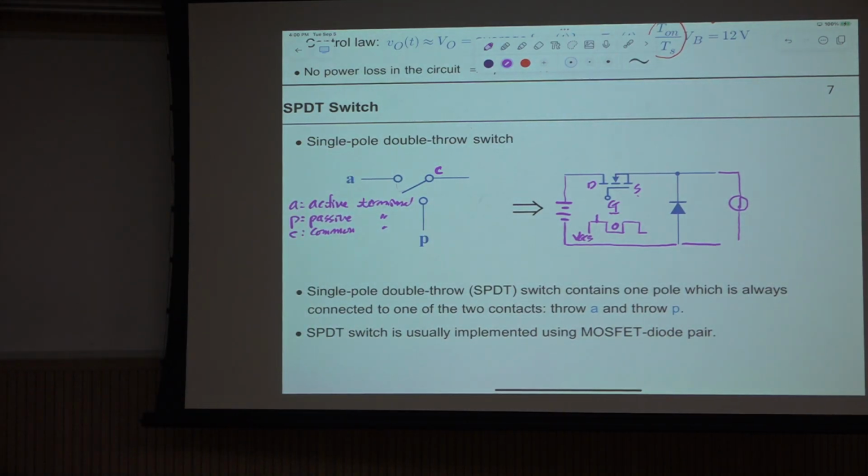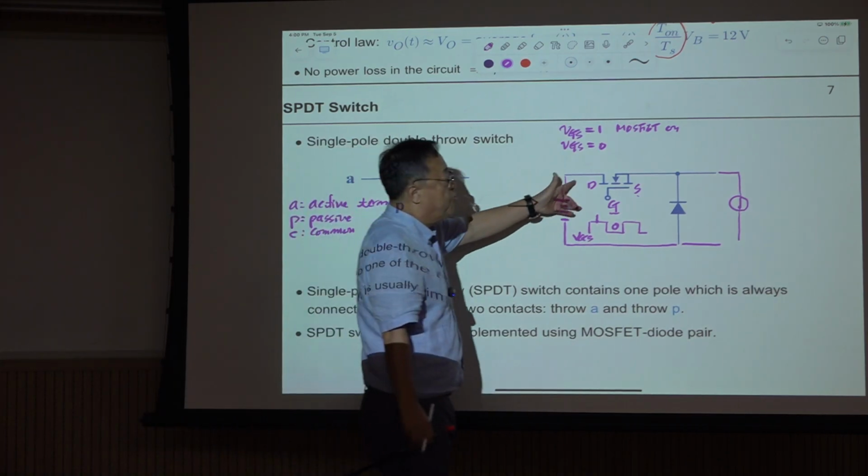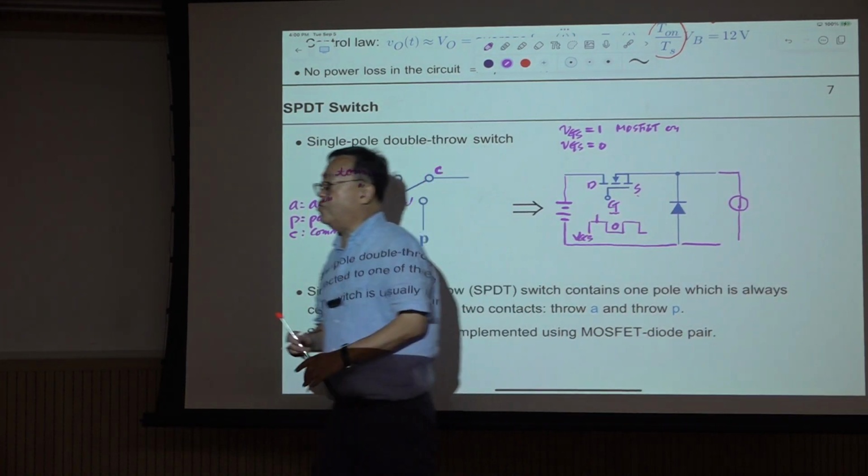So when VGS is denoted as 1, and when VGS is denoted as 0, there are two situations. Then the MOSFET is turned on because of channel creation. So the MOSFET is on. Then this VS reverse biases this diode. So the diode is turned off.